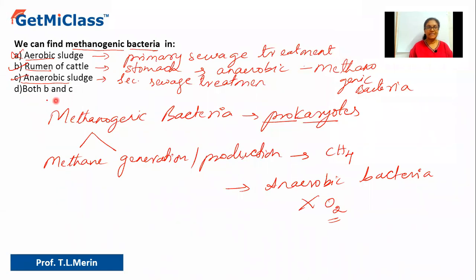So option D says both B and C. That will be our answer, because both rumen of cattle as well as anaerobic sludge, both the places you can find methanogenic bacteria. Hence our correct option will be option D, that is both B and C.